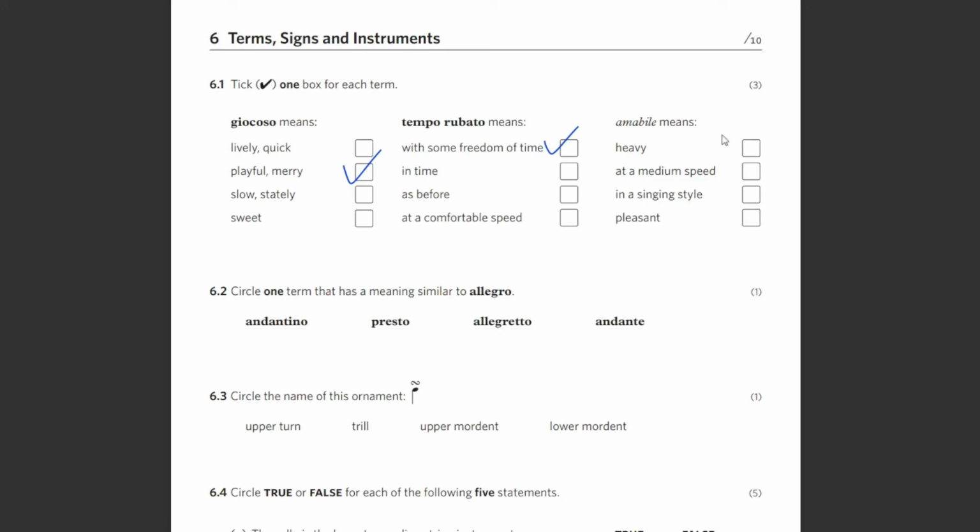Amable means pleasant. It comes from the English word amiable. Okay.